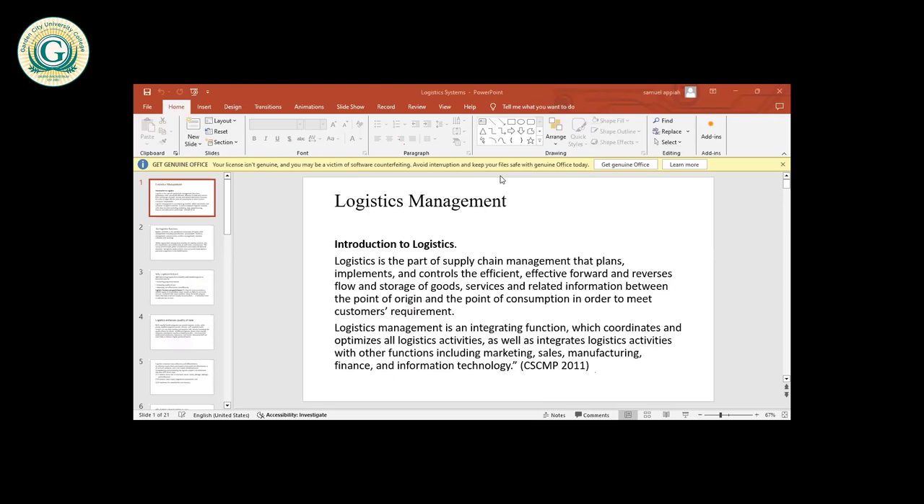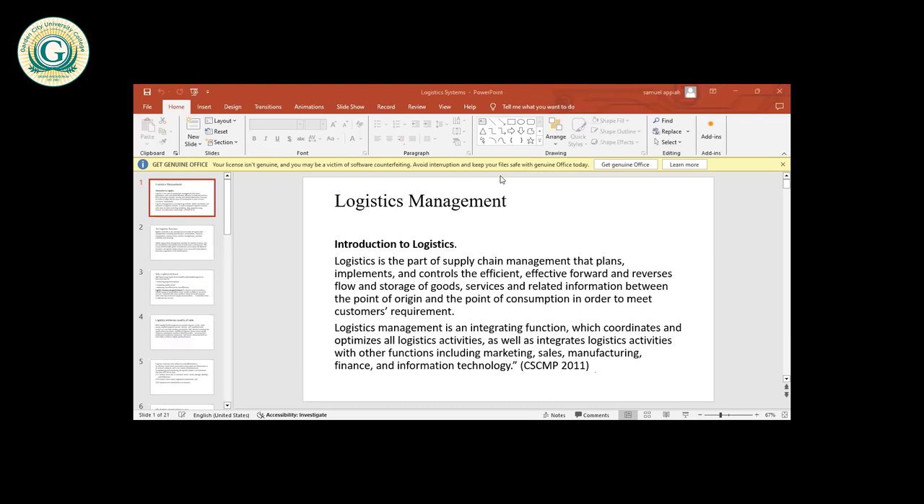What we can take from it is that it is about the movement of a supply chain management plan that implements and controls the efficient and effective forward and reverse flow. When you talk of the forward, it is the onward distribution of the goods or health commodities to the various destinations or centers where the goods are supposed to be sent, and then there is the reverse flow. When we talk of reverse flow, it means the return.